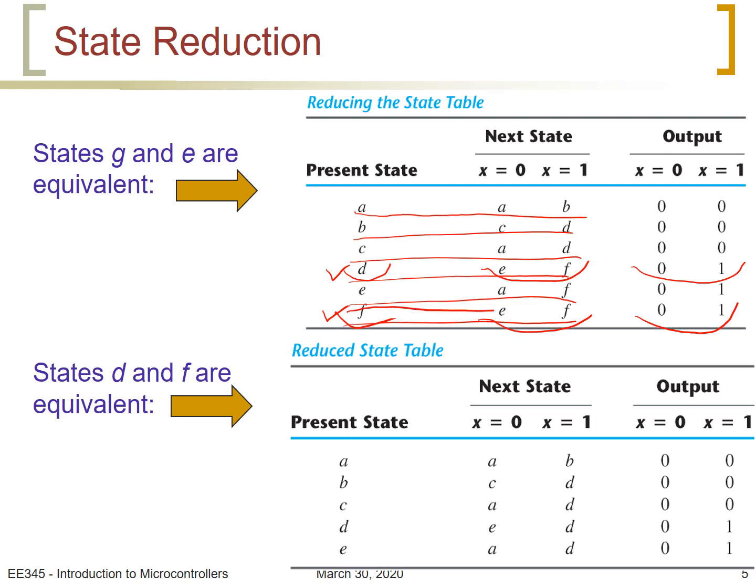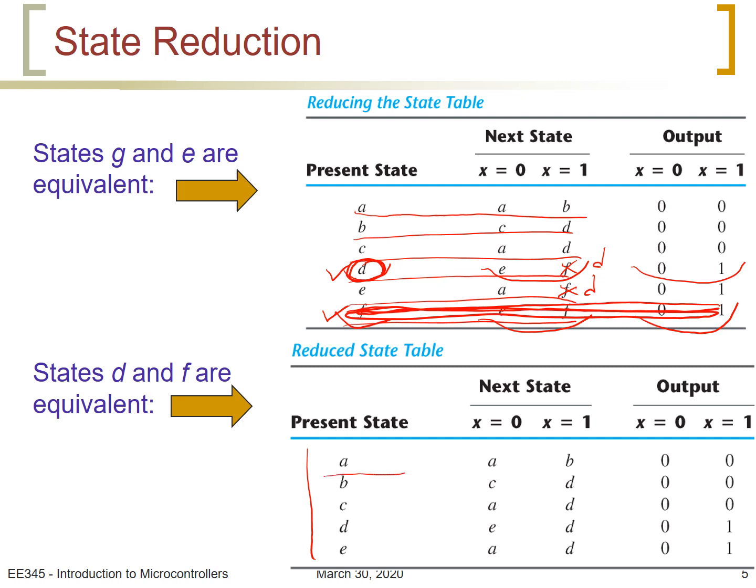Let us remove F. If we remove F, it is no longer there, so it should be replaced by D wherever it appears. So we have F here, we erase it and write D here, and this will be the new state table with only 5 states, A, B, C, D, E. Again, we write it here in a cleaner way.